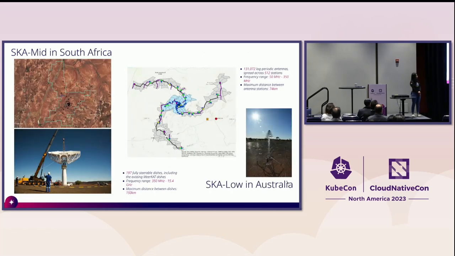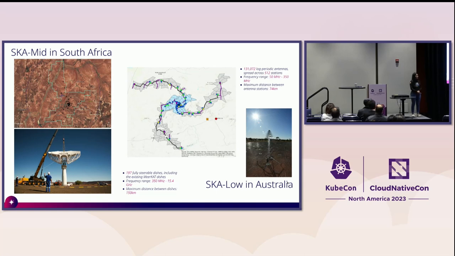I'll spend a little bit of time just talking about the telescopes themselves, as they serve as the starting point of our whole data journey. So SKA-MID in South Africa consists of nearly 200 dishes deployed across South Africa with a maximum separation of 150 kilometers between them, to give you an idea of scale.